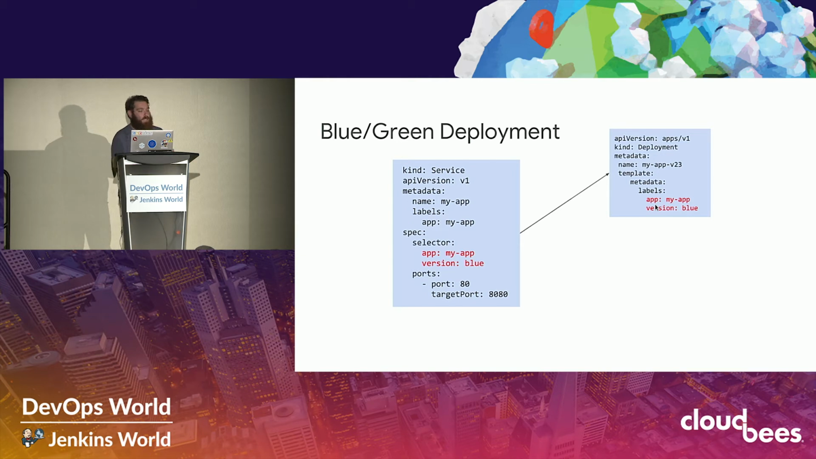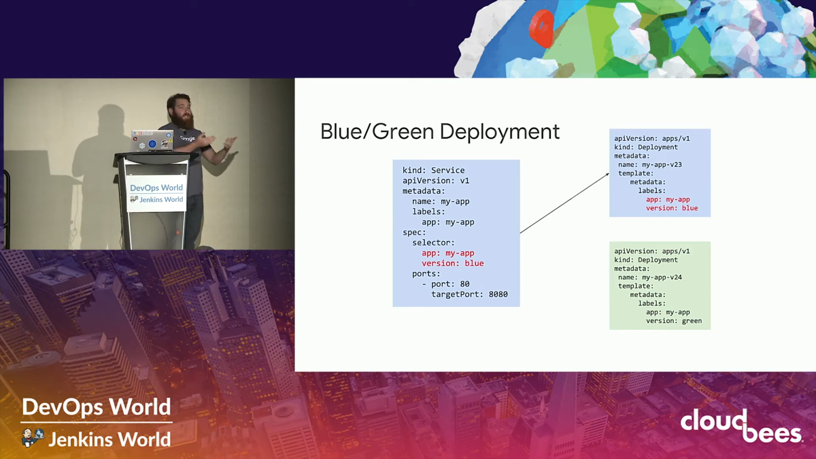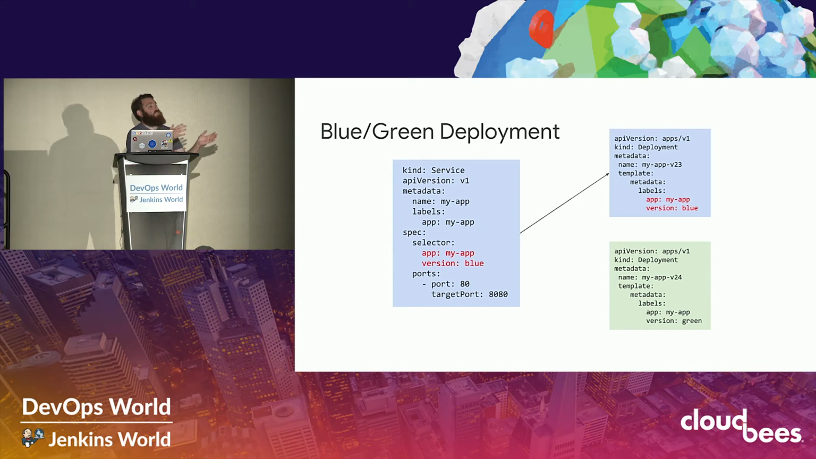called using the my app label and version blue. Now, if I want to deploy my green version, I would create a new deployment, change the version to green, and as I deploy that, pods are going to start rolling out, but they're not going to receive any traffic until I decide that the service is ready to be changed over and bring the green one live. I may do some integration tests against that green version before switching the actual service. In order to switch that service over, I'm just going to change my version label from blue to green, and then Kubernetes is going to start sending traffic to my new service.